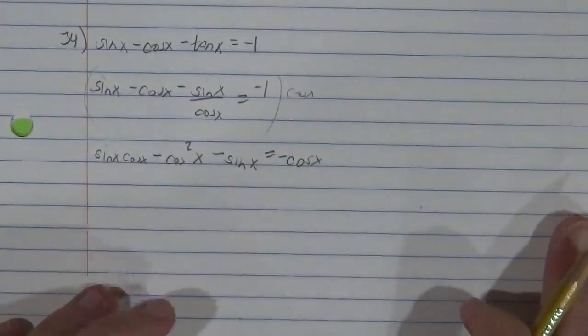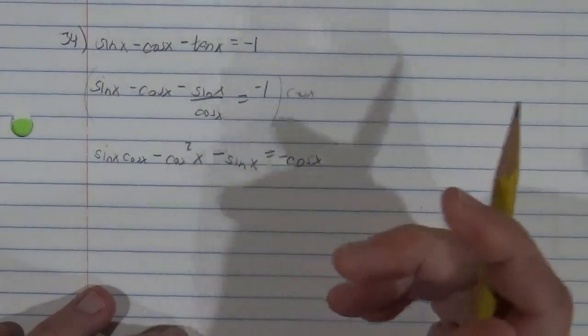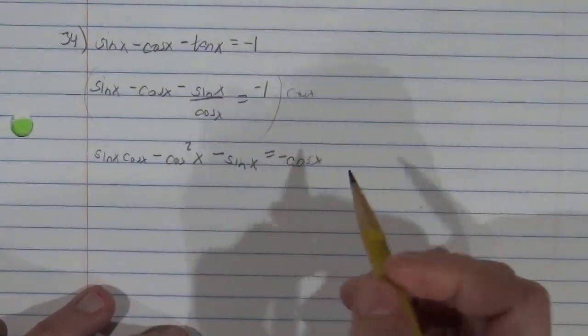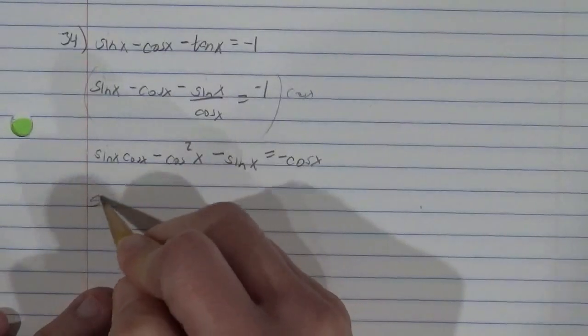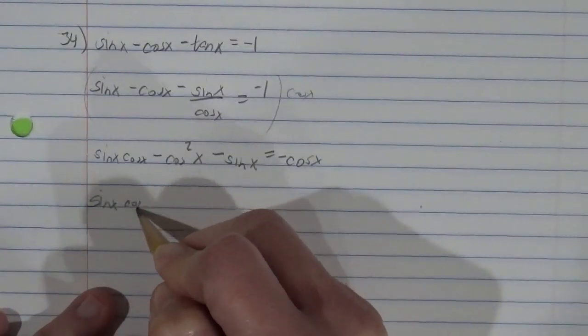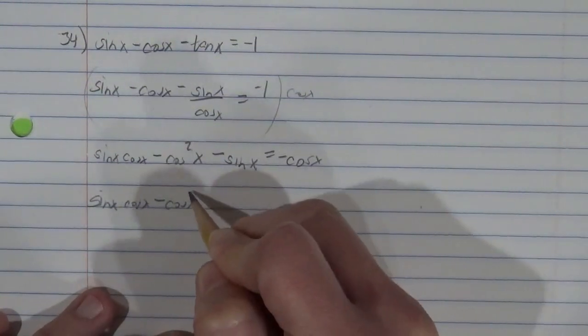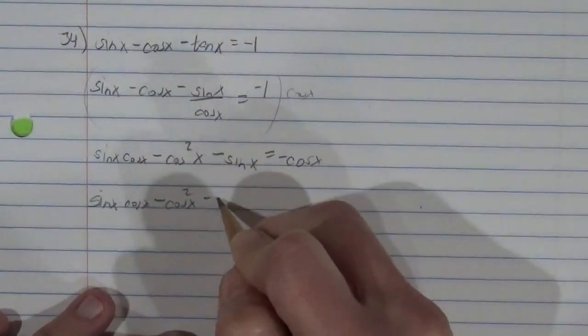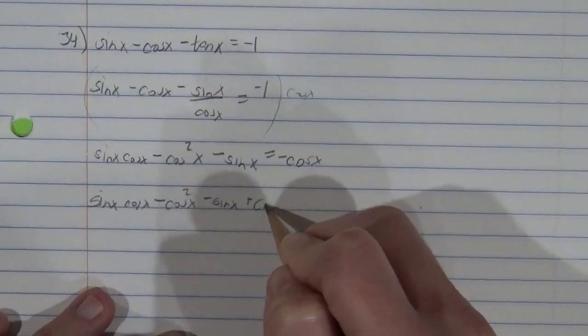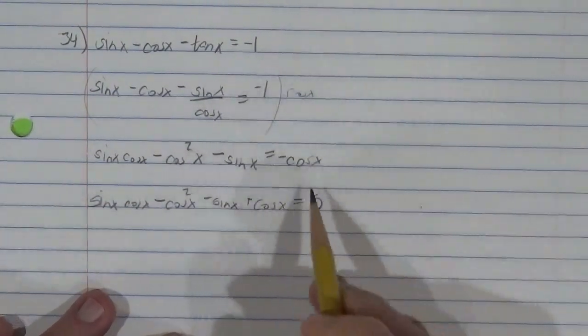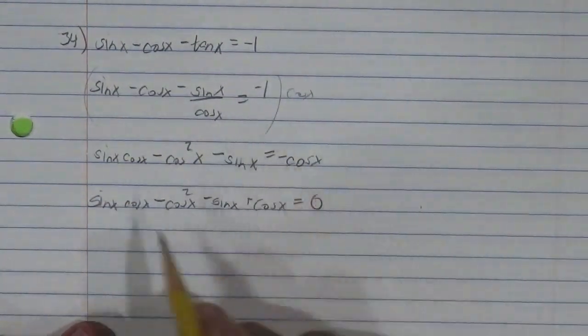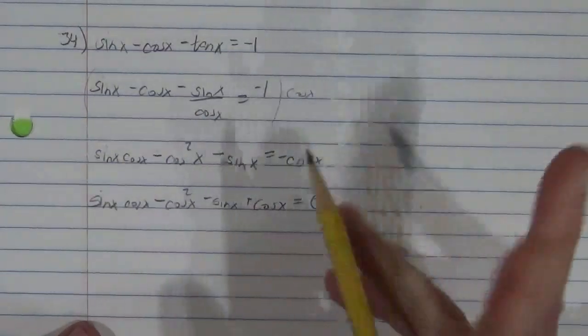And then, what can we do from there? What if I were to kick this cosine over, set it equal to 0? Usually it's a good idea if I have powers greater than 1 to set it equal to 0, and cross my fingers that this thing is going to factor for me. So kicked them over there, and I've got 4 terms, so maybe it'll group.